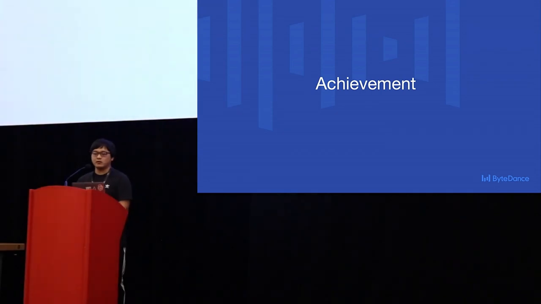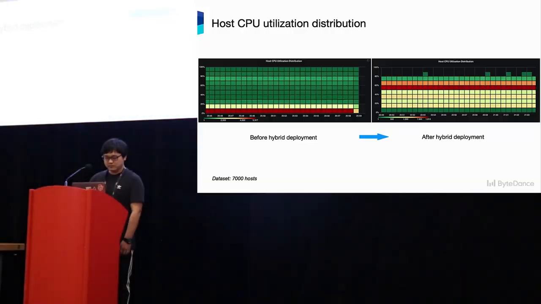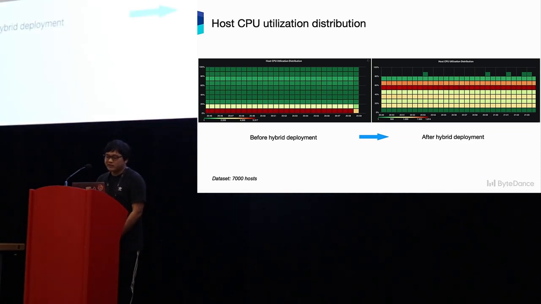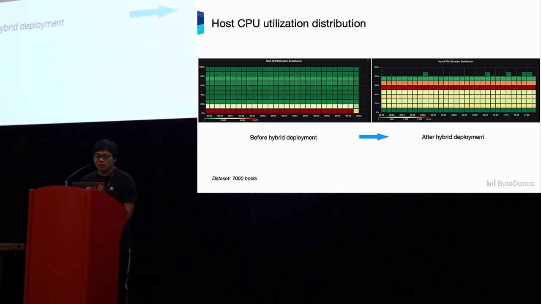The last thing I want to share is the achievement we have made. The data set is random 7,000 hosts. On the left side, before hybrid deployment, almost all of the servers run under 10% CPU utilization. On the right side, after hybrid deployment, most of the servers have higher CPU utilization. At the same time, we can provide millions of calls for online service.